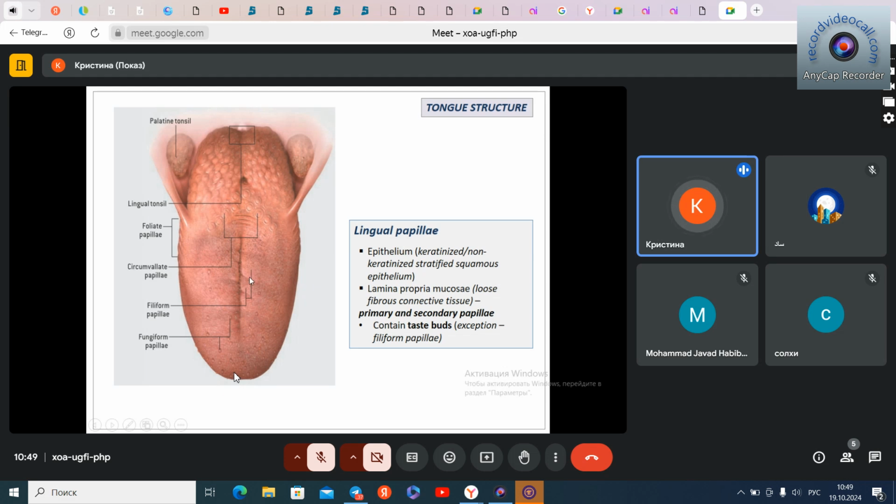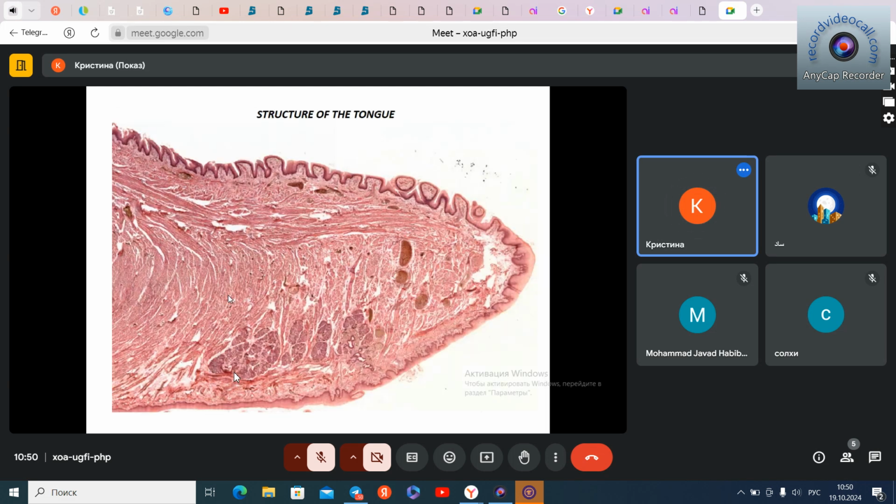The filiform papillae are too small to be seen, but they make the white color of the tongue. The white color comes from the exfoliation of the keratinized epithelium. And the fungiform papillae, which are a little bit larger, so they can be seen, look like small round pink structures between more whitish filiform papillae. So all the papillae except filiform contain taste buds.